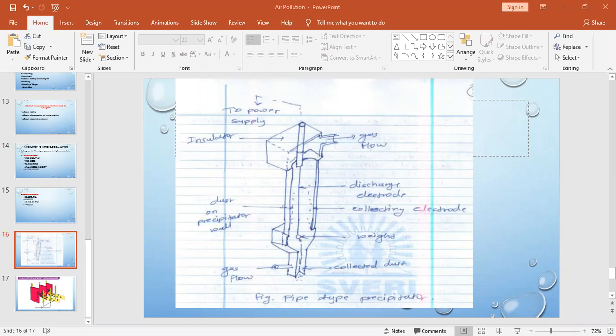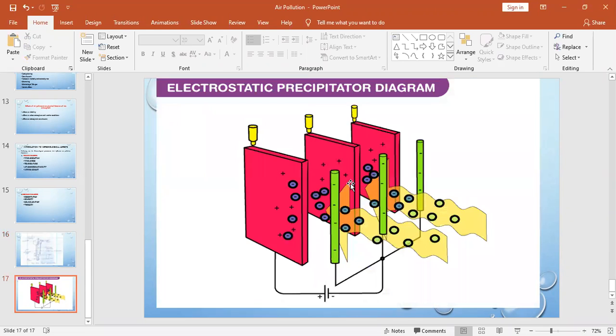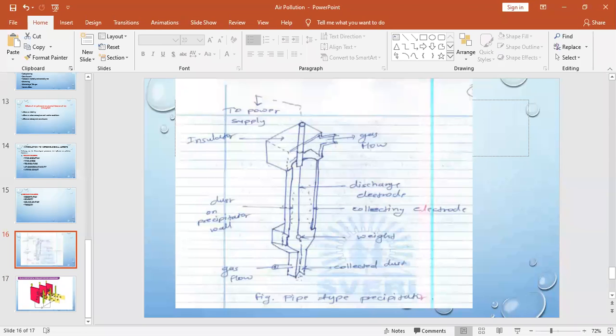And another type I told you, pipe type and plate type electrode. Tube type or pipe type electrostatic precipitator is this one, and plate type electrostatic precipitator is this one. Okay, this is also one of the types of electrostatic precipitator. Then one more type is there, that is dry electrostatic precipitator and wet electrostatic precipitator.